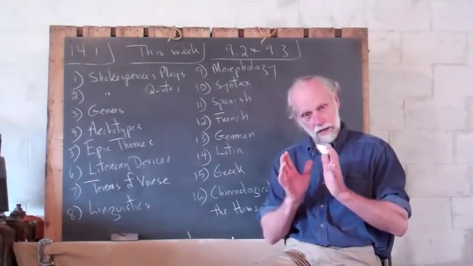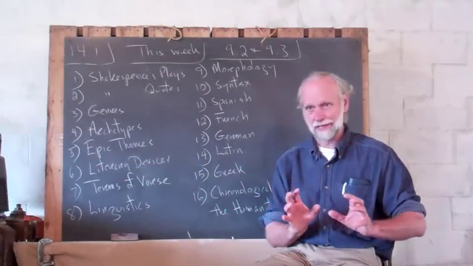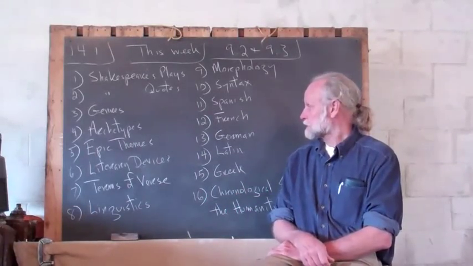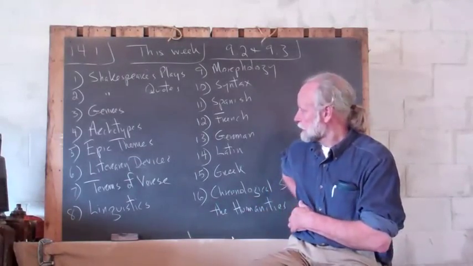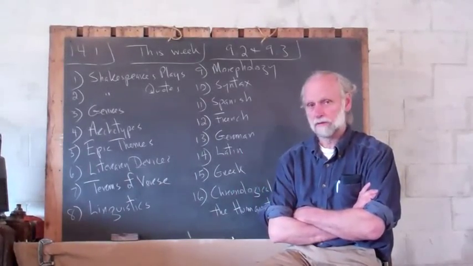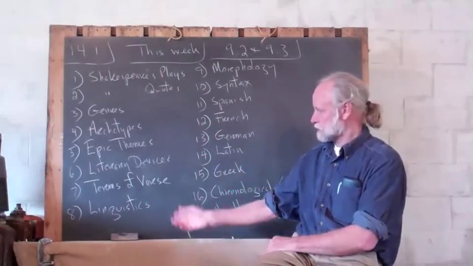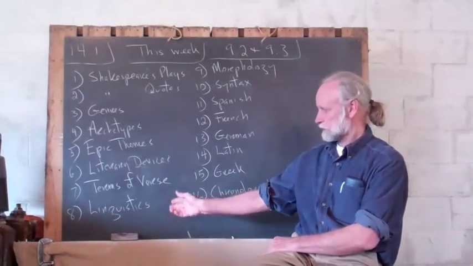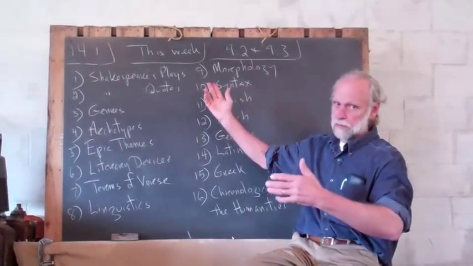Anyway, on the next sheet of paper with the holes on the left, genres. I used to call it genres mentioned in class, but genres is enough. I'll tell you what they are later. On the back, 3.2. Next sheet of paper, archetypes, 4.1. On the back, 4.2. Next, epic themes, that would be 5.1 on the front, 5.2 in the back. And on we go. Each one of these is a separate sheet of paper. Literary devices, 6.1, 6.2. Terms of verse, 7.1, 7.2. Linguistics, 8.1, 8.2. Morphology, each is a separate sheet of paper.